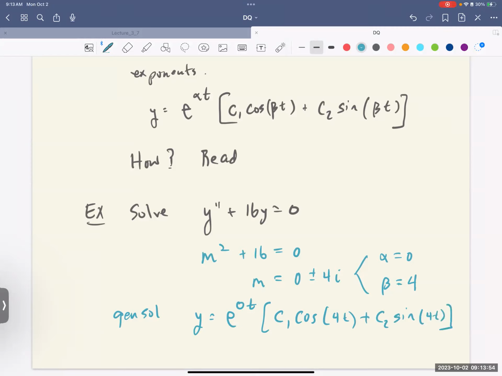And e to the 0t is 1, so you really don't need that, and you end up with c1 cosine 4t plus c2 sine 4t. That would be your general solution. Again, you'd recover c1 and c2 if you had initial conditions.